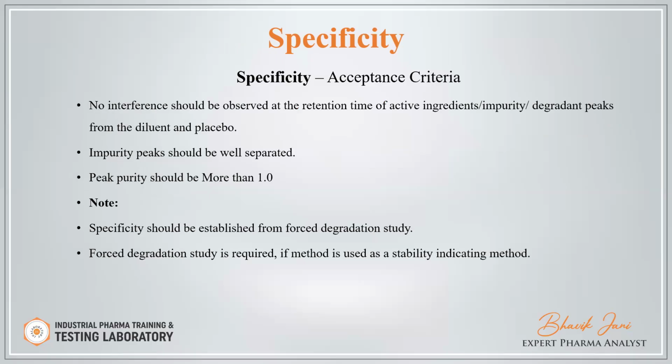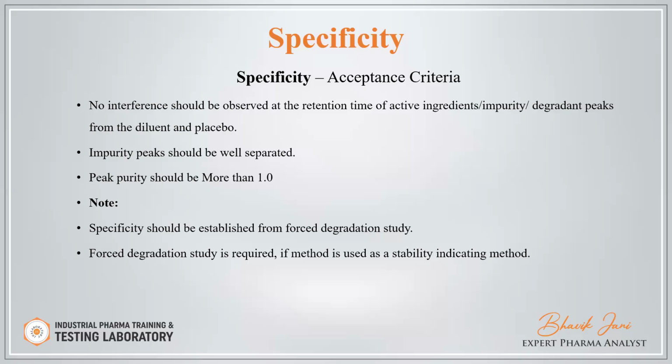And what is the acceptance criteria? No interference should be observed at the retention time of the active ingredient, impurity, or degradant peak from the diluent and placebo. Whatever peak is observed in the diluent and placebo should not interfere with the impurity, main peak, or standard peak. Impurity peaks should be well separated and peak purity should be more than 1.0. Your peak should be pure.